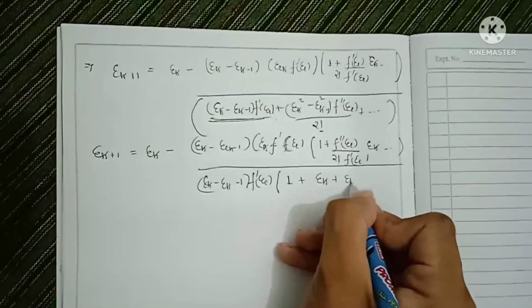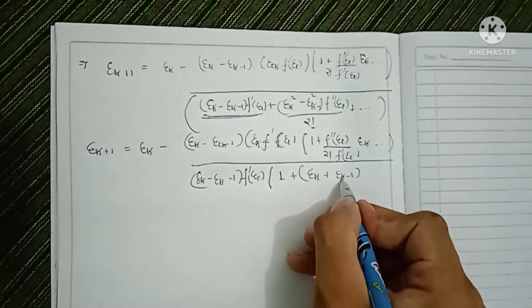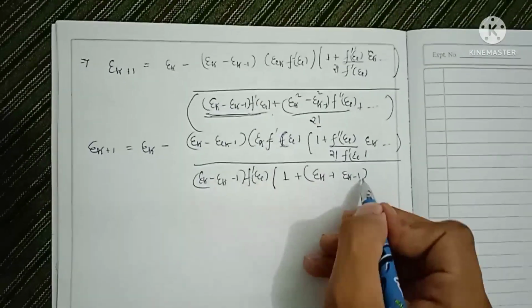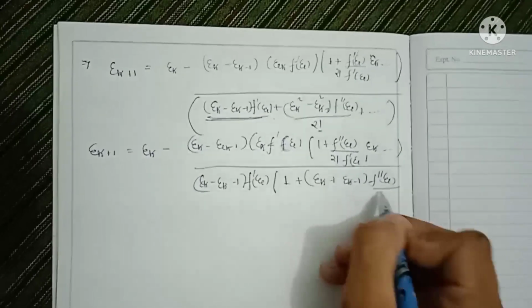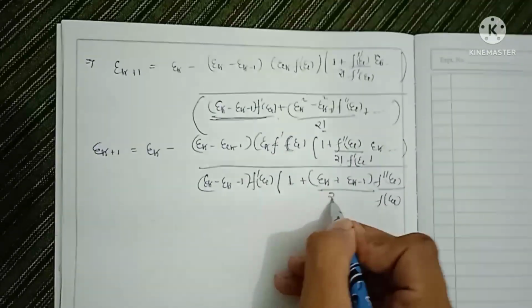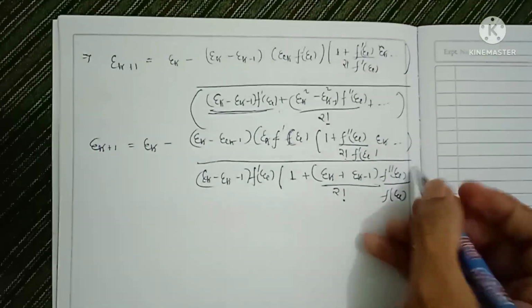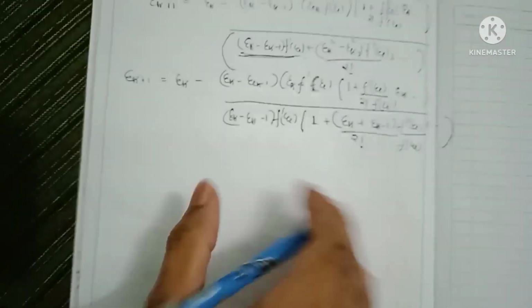and we would have e^k plus e^(k-1). Here a square minus b square is equal to a plus b into a minus b, and here we would have f dash epsilon upon f dash epsilon, and here we have 2 factorial, everything correct so far, dot. This series is going to infinity.